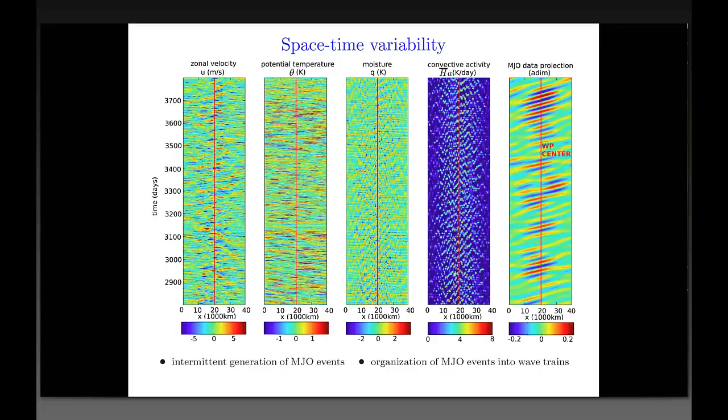But the main point here is that by adding a stochastic parameterization for this convective activity envelope, we are now seeing the intermittent generation of MJO events and the organization of MJO events into wave trains, like right here at this time. So even more realistic features are now appearing.